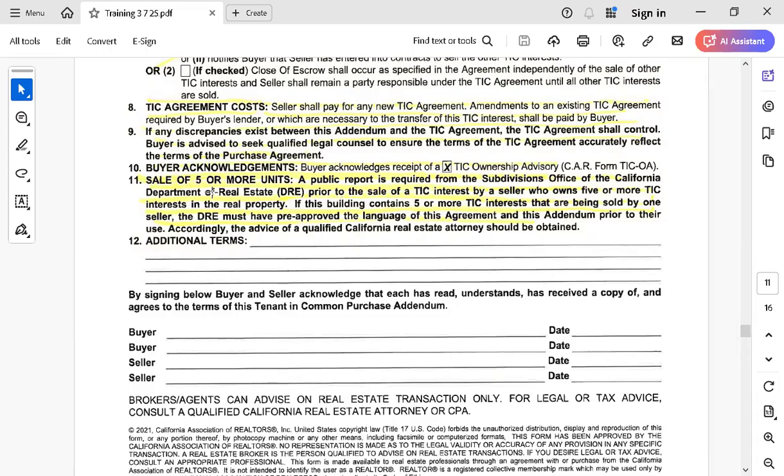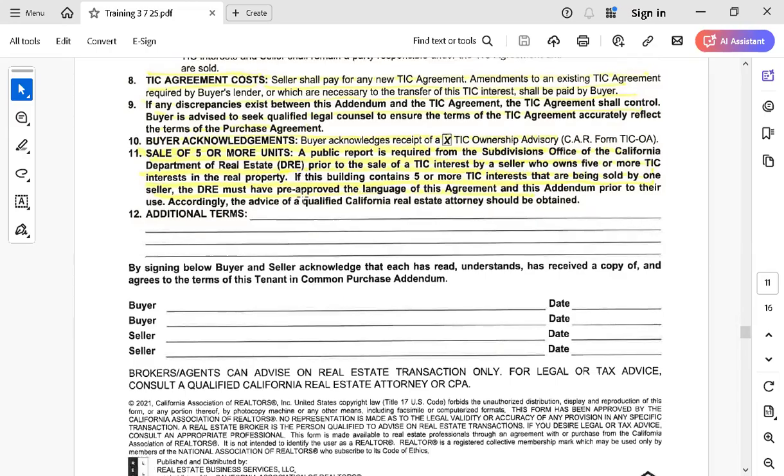There's one other thing I want to point out on 11, just so that we know the law. Sale of 5 or more units. A public report is required from the subdivision offices of the California Department of Real Estate prior to the sale of TIC interest by a seller who owns 5 or more TIC interests in the property. Okay, so just be aware of that law.